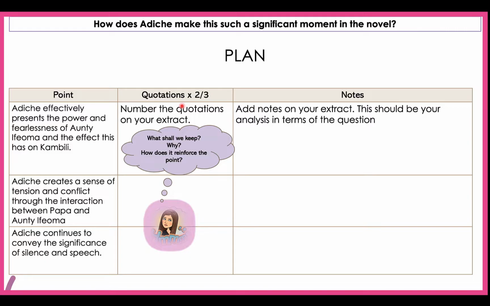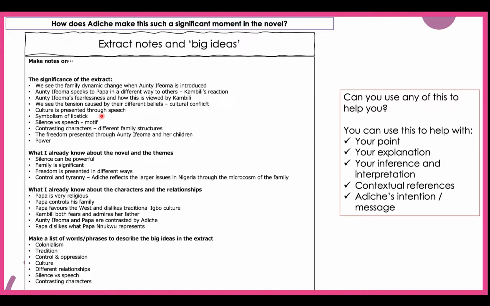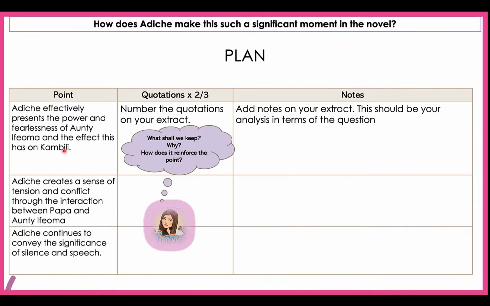All I'm actually going to do here that's not on the plan, that's not on the extract, sorry, is just jot down my points. So from looking back at the extract and looking at how I've highlighted and how I've grouped, and also looking back at these, I've been able to identify 3 different things that I want to comment on. I have 3 different ideas.